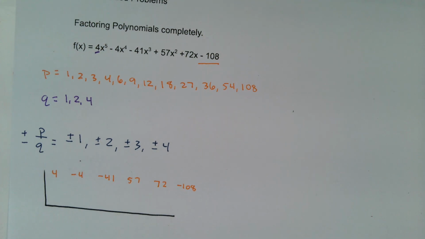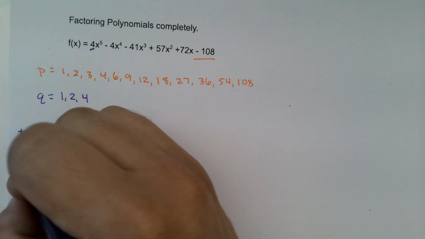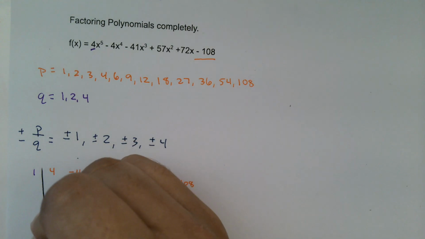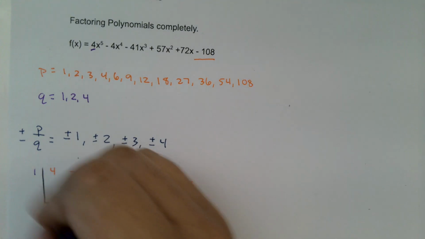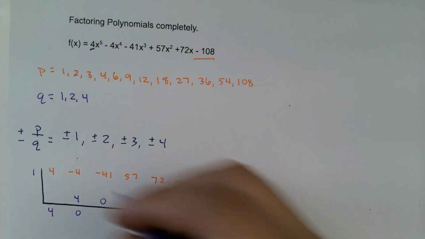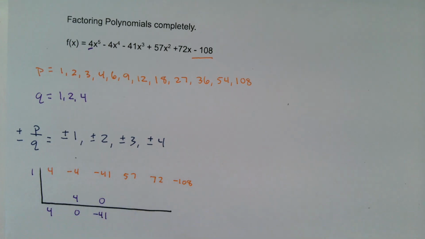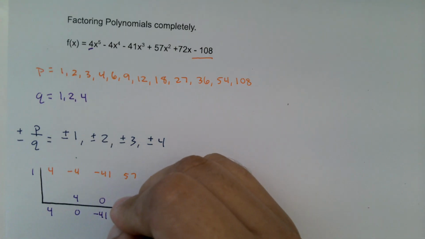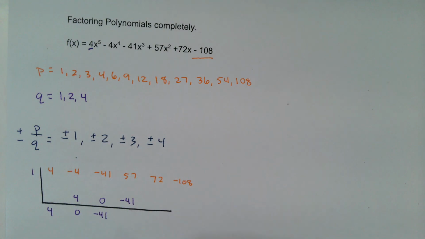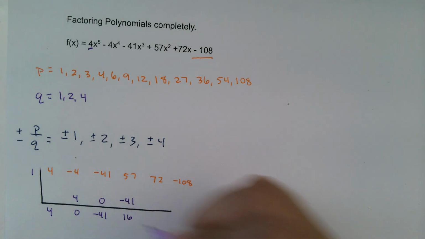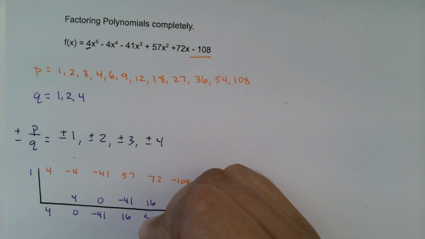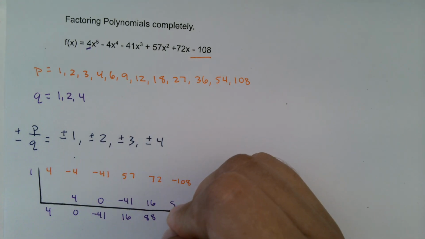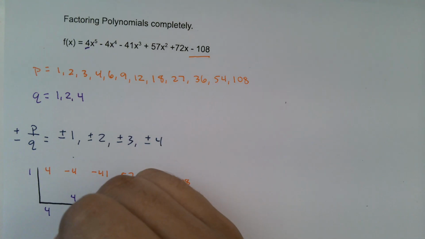What are the odds that I chose 1? Let's find out. I'm going to test 1 first. 4 times 1 is 4. Negative 4 plus 4 is 0. 1 times 0 is 0. Negative 41 plus 0 is negative 41. 1 times negative 41 is negative 41. 57 minus 41 is 16. 16 times 1 is 16. 72 plus 16 is 88. 88 minus 108 is negative 20. Not a factor.